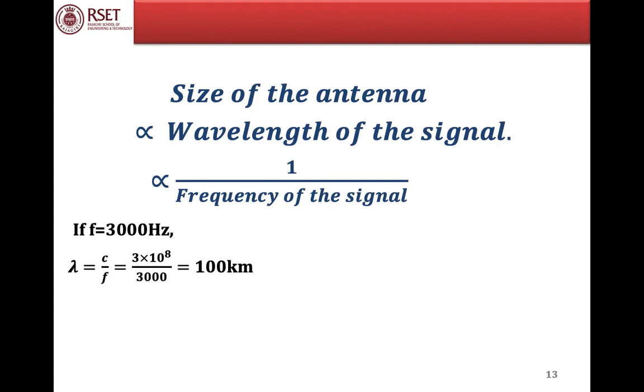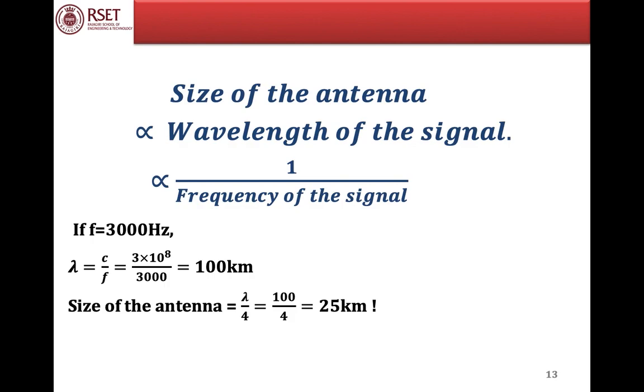Its wavelength is given by speed of the wave by frequency of the wave. Since the audio signal is an electromagnetic wave, the speed is given by 3 into 10 raised to 8 meters per second. So the wavelength is calculated as 100 kilometers. We know that the size of the antenna is proportional to its wavelength. If we consider a simple monopole antenna, the size of the antenna is given by lambda by 4, which is 25 kilometers. Practically, it is impossible to make an antenna of 25 kilometers long.